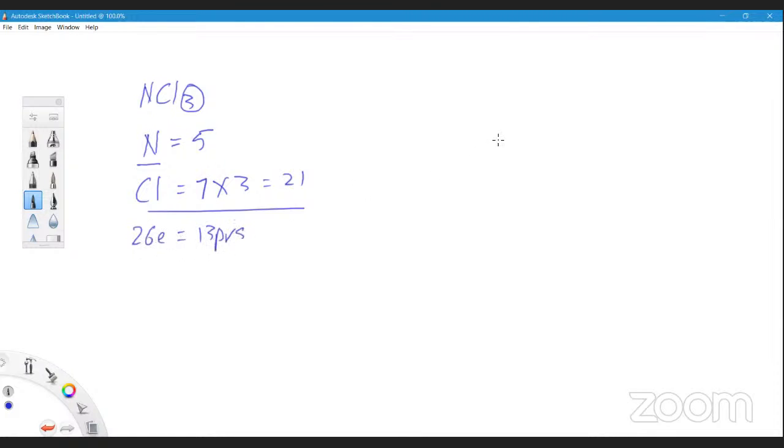All right. Then we put the nitrogen in the middle and surround it with the chlorine atoms. And then we put the bonding pairs as we did before. Now remember, we have 13 pairs of electrons to assign, all right? So the first pair would go here, the second pair would go here, the third pair would go here.